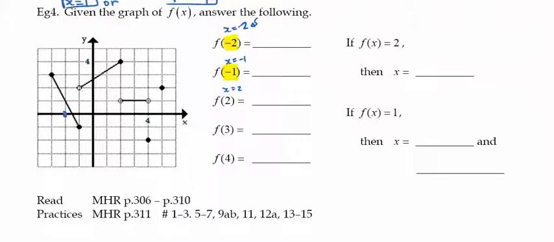On my graph, here we have -2. And the point that is on my graph gives us +1 for the y coordinate. So that's what we have.